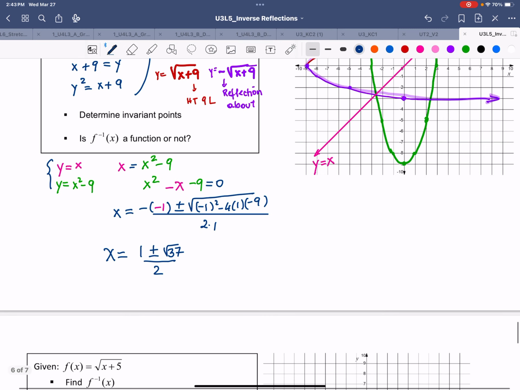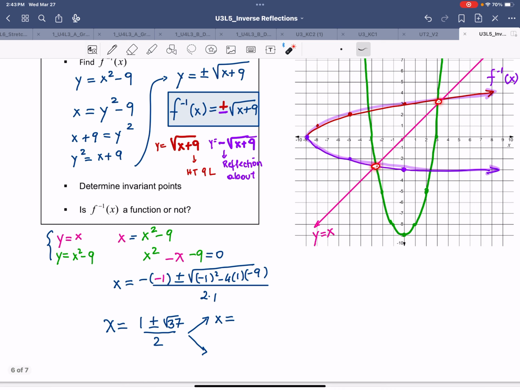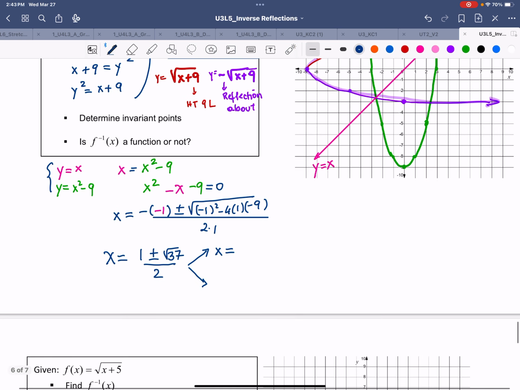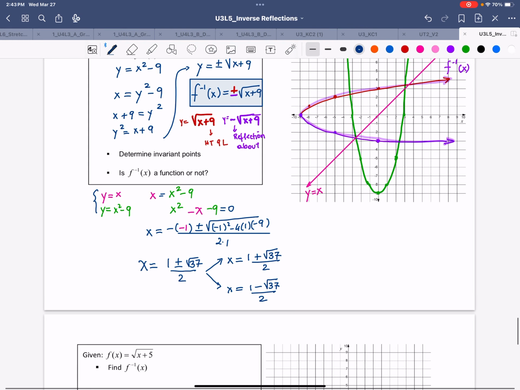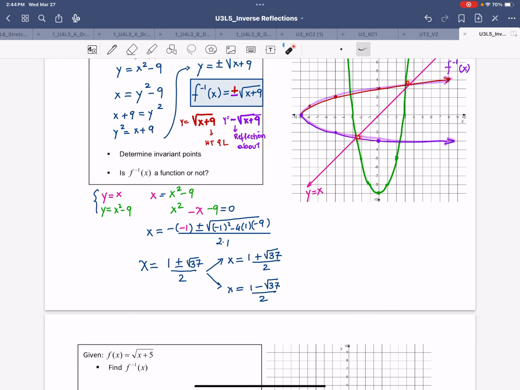So as you can see here, we obtain two x values. The reason why is because we have two invariant points. So the x coordinates at the invariant points are x equals 1 plus root 37 over 2, and x equals 1 minus root of 37 divided by 2. So with two invariant points, we found the x values at the invariant points already, then we are ready to state the coordinates now. So we're going to have the first and the second down here.